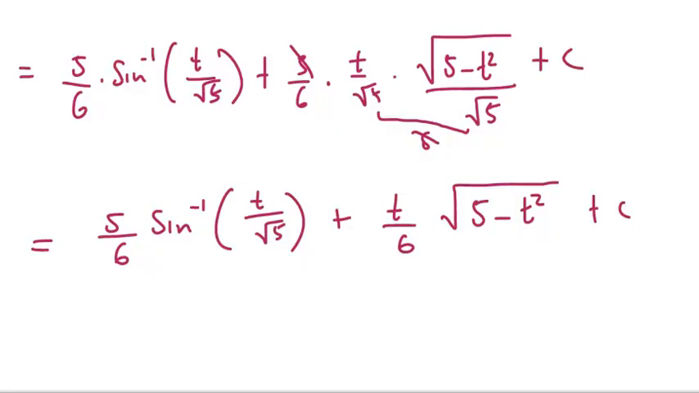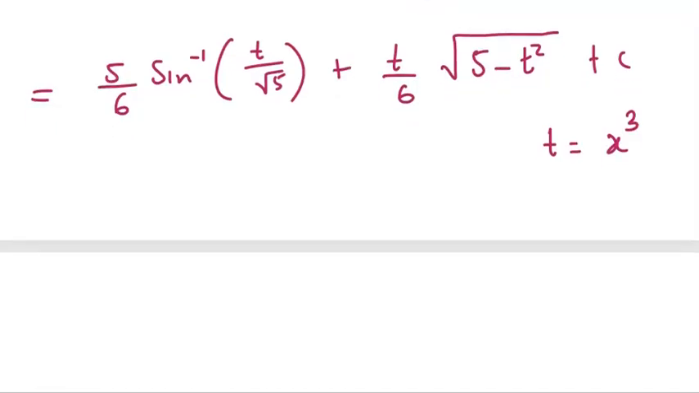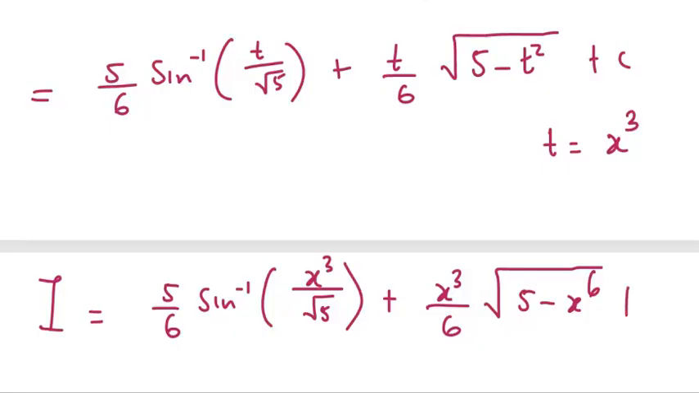Don't forget that t is equal to x cubed. So therefore we come up with our solution that I is going to be equal to 5 all over 6 multiplied by the inverse sine of t, which is x cubed, divided by square root of 5, right? Then plus t, which is x cubed, all over 6 times the square root of 5 minus t squared, which will be x raised to the power of 6, and then plus c. So this right over here is our solution.